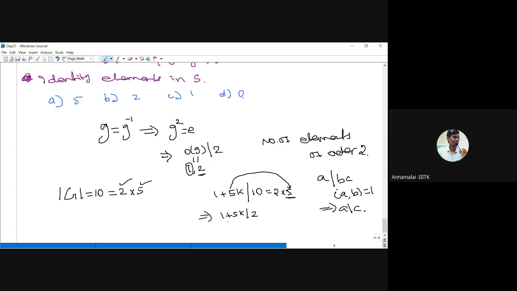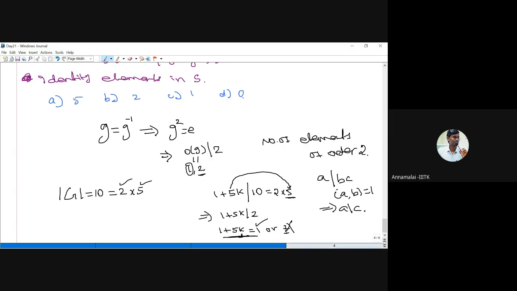Since 1 plus 5k is a divisor of 2, what is the possible value for 1 plus 5k? Either 1 or 2, because it's a divisor of 2. So, for what values of k will you get 2? k should be non-negative. You can put k equal to 0 or k equal to 1, or anything. If you substitute k equal to 0, you will get 1. But if you substitute k equal to 1, you get 6. You never get 2. Therefore, we get only one 5-Sylow subgroup.